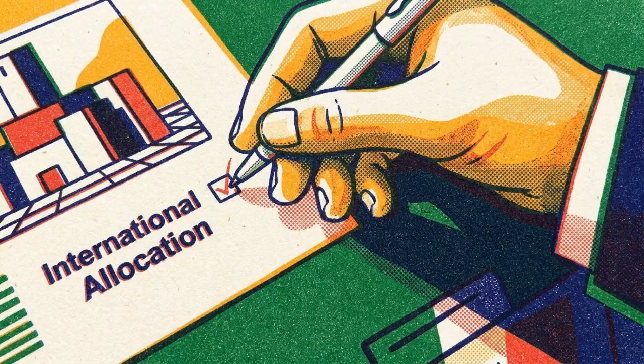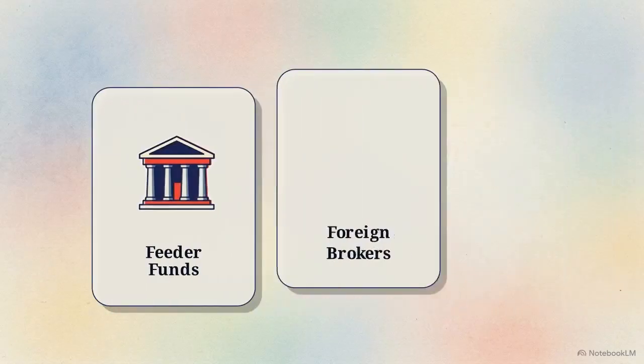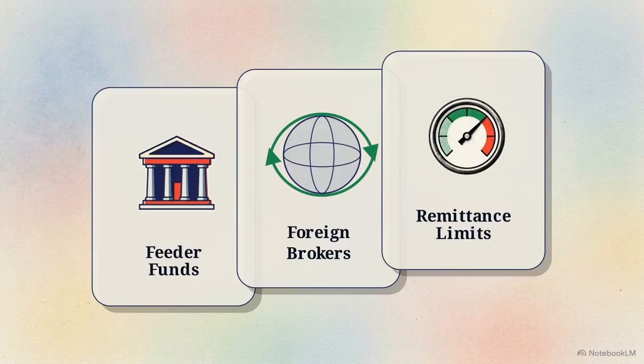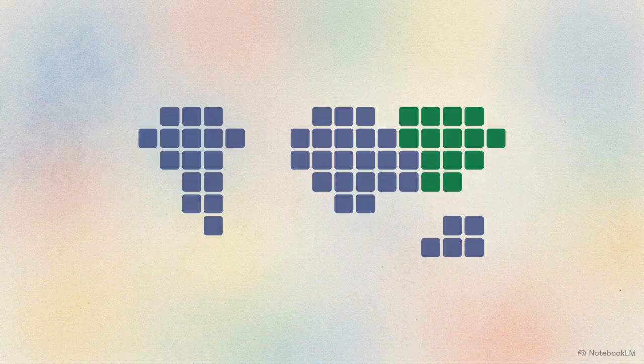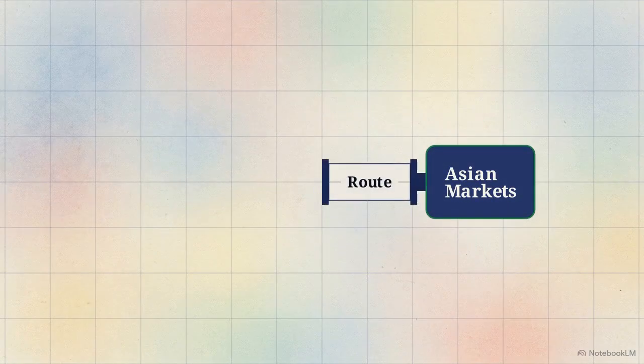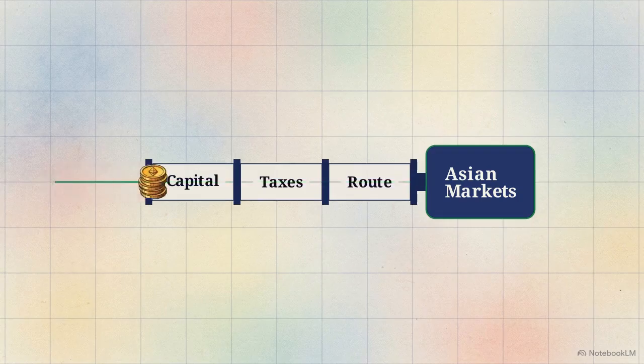You know you need an international hedge. But the moment you try to diversify, you hit a wall of mechanical friction. You have to navigate feeder funds, foreign brokers, and remittance limits, which leads most people to simply take the path of least resistance and dump their money into familiar U.S. tech names. To allocate effectively, we have to match the geographical markets that actually make sense right now with the mechanical investment route that fits your specific capital level and tax tolerance.